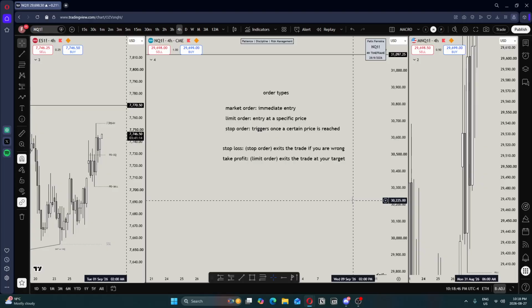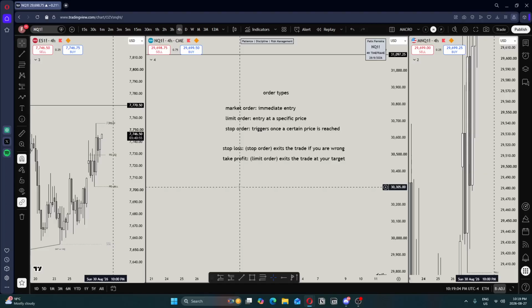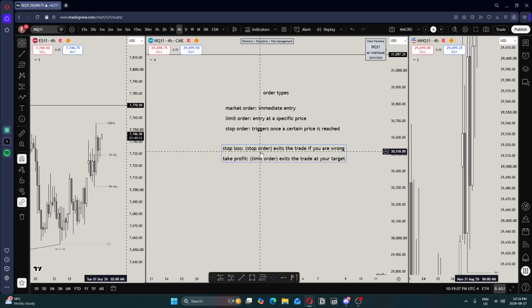A stop order triggers once a certain price is reached, pretty similar to a limit order. However, a stop order is typically used once you're already in a position as a stop loss. That is what I have here in brackets. So your stop loss is technically a stop order, and that exits the trade when you are wrong. A take profit, typically in the form of a limit order, will exit the trade at your target.